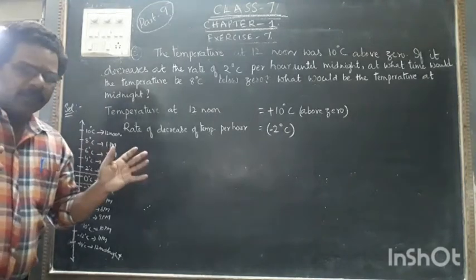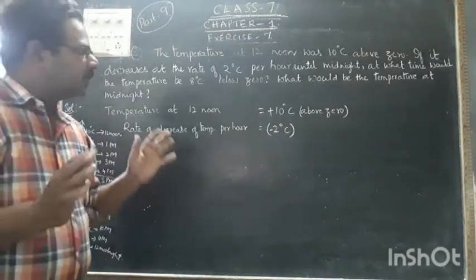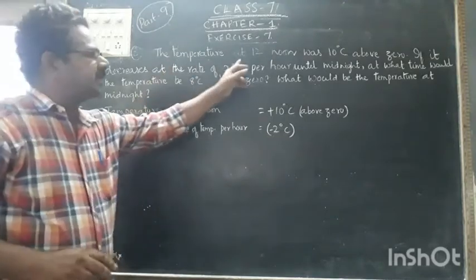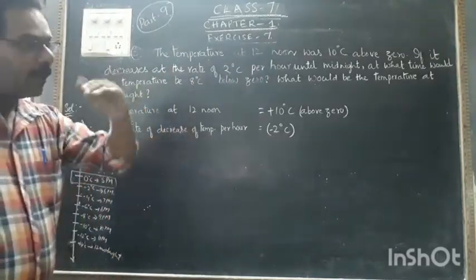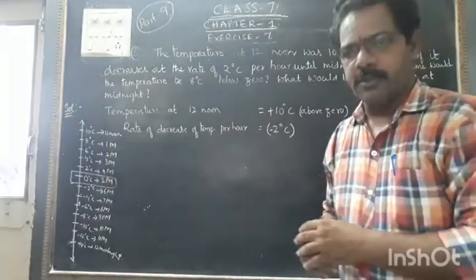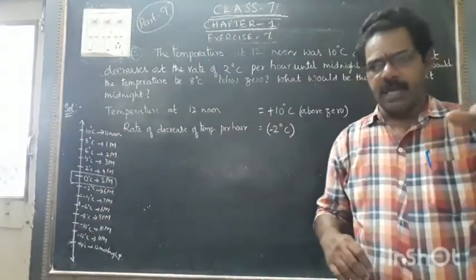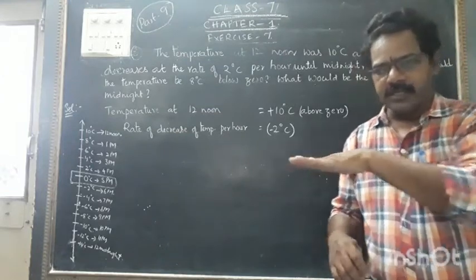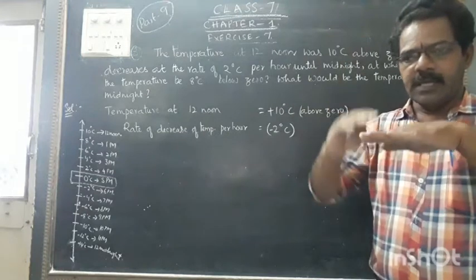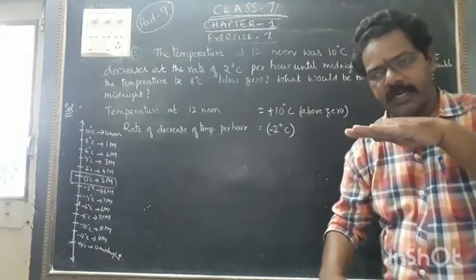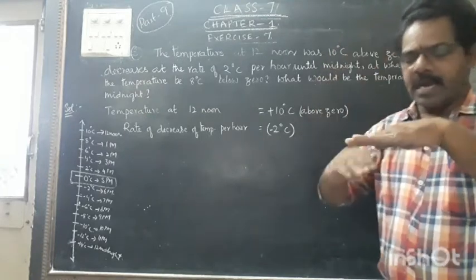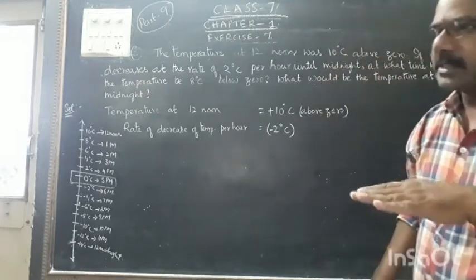Suppose in a particular place the temperature readings are shown here. So temperature at 12 noon was 10 degrees centigrade above the zero. First of all, you have to know the meaning of above the zero and below the zero. Suppose we take zero as the base level. Above the zero means increasing order. Below the zero means decreasing order. That means above the zero all are plus degrees and below the zero they are minus degrees.